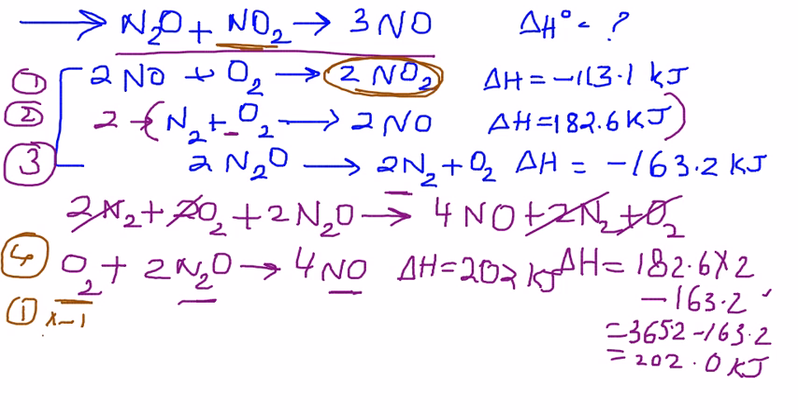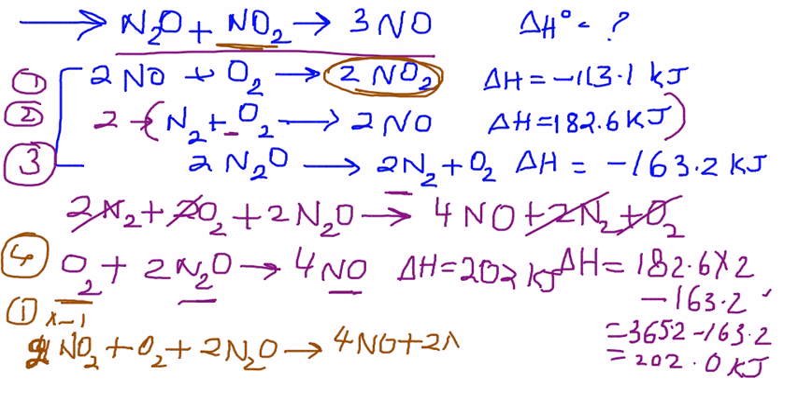So what that is going to look like is, not 4, I didn't multiply that by 2, so 2 NO2 plus O2 plus 2N2O gives you 4NO plus 2NO plus O2. Oxygen and oxygen will cancel off. These two can be consolidated to be 6NO.